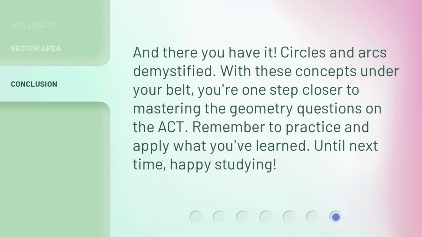And there you have it. Circles and arcs demystified. With these concepts under your belt, you're one step closer to mastering the geometry questions on the ACT. Remember to practice and apply what you've learned.